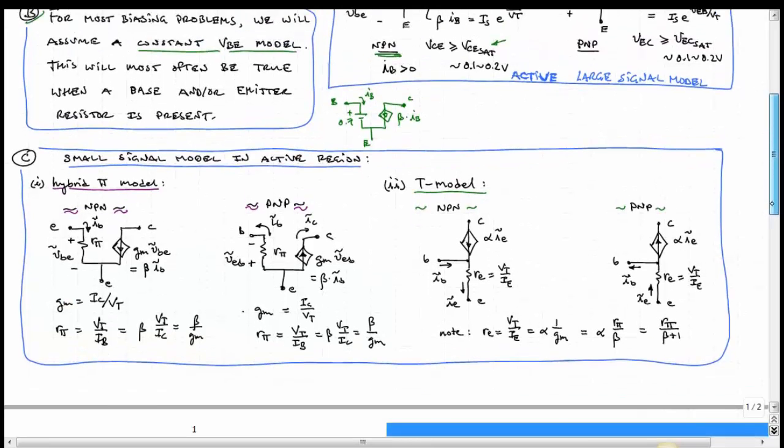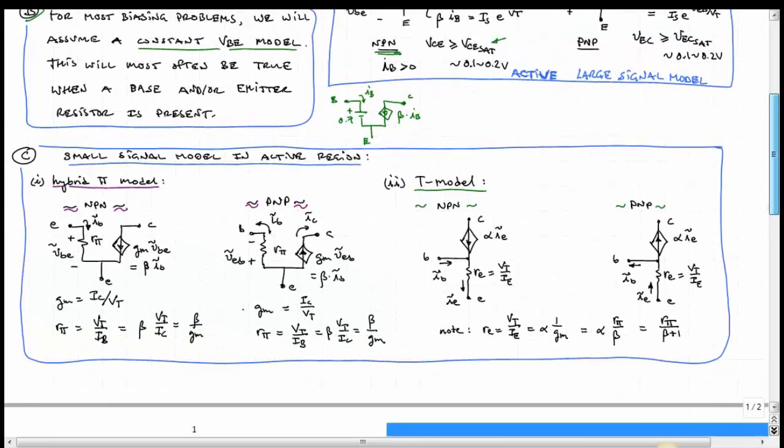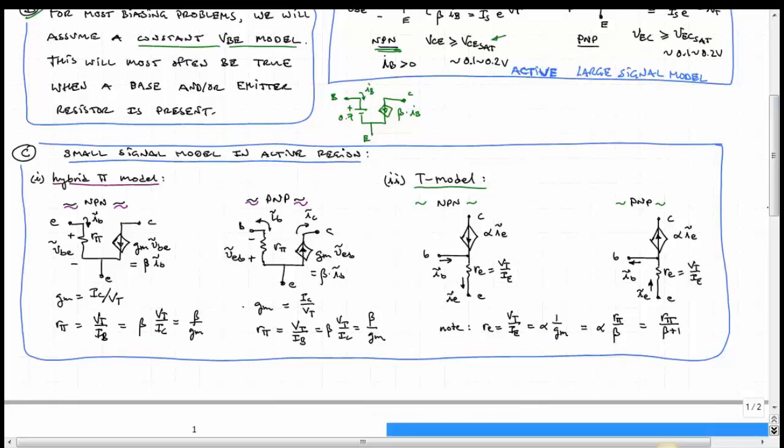Okay, lastly, we have the small signal model for our transistor in the active region. Again, I have the NPN and the PNP, and I have provided it in two forms: a hybrid pi model and a T model. They're equivalent, but they each come in handy to a differing degree based on the amplifier circuit that you are trying to analyze. So I have both of them here.